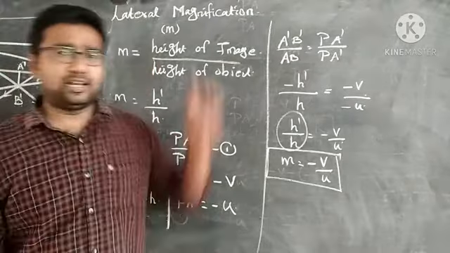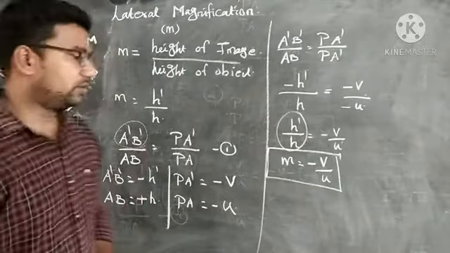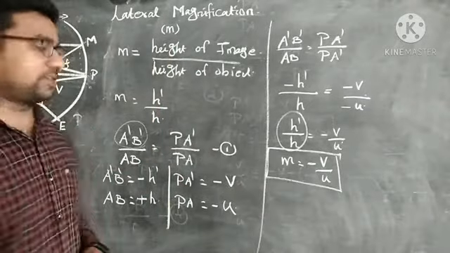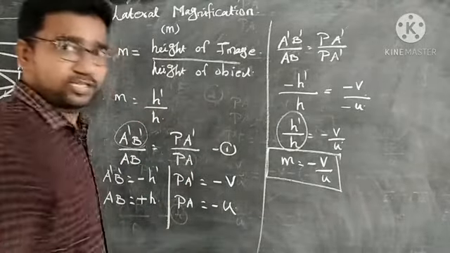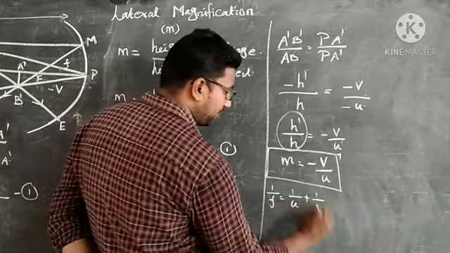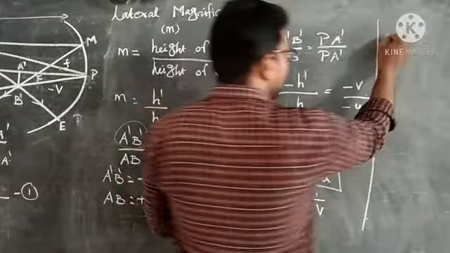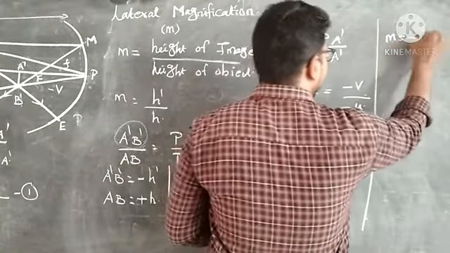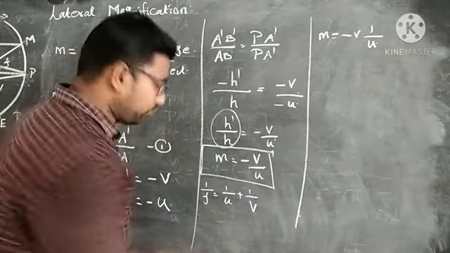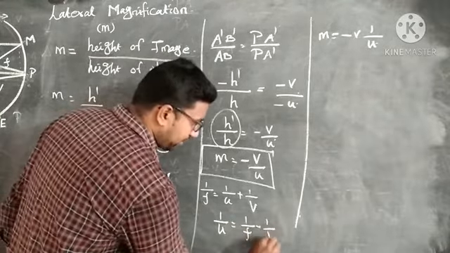Sir, can you find the lateral magnification by using the focal length value? Yes, it is possible. Next I am going to derive another form of the lateral magnification by using the mirror equation. What is the mirror equation? 1 by f is equal to 1 by u plus 1 by v. In the above equation, the magnification m is equal to minus v divided by u. Now I am going to substitute the value of 1 by u. 1 by u is equal to 1 by f minus 1 by v.